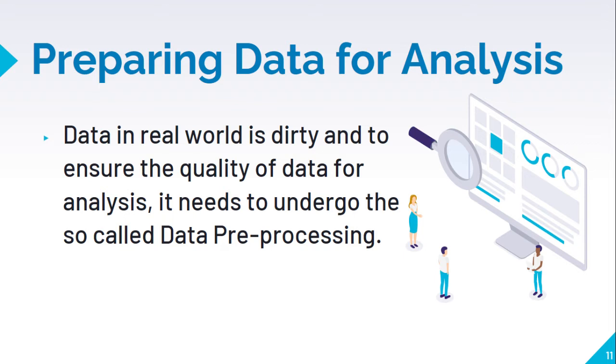A data is inconsistent if it contains discrepancies in codes and names. Let's say, for example, there was a survey that was conducted before and they used A, B, C as the choices. But then the same survey was recently conducted and the choices are now 1, 2, 3. Another example is the name Bill Gates and William Henry Gates. It is inconsistent, but it is only referring to one person.